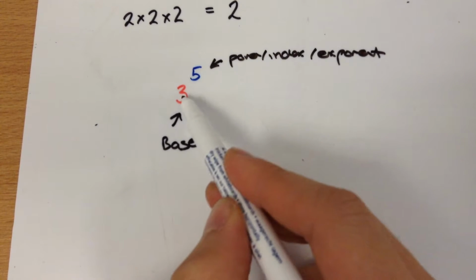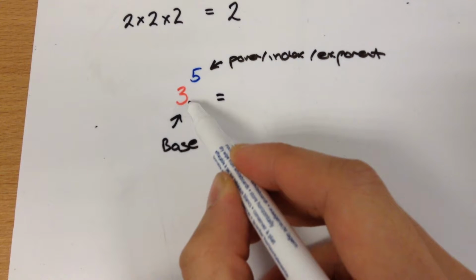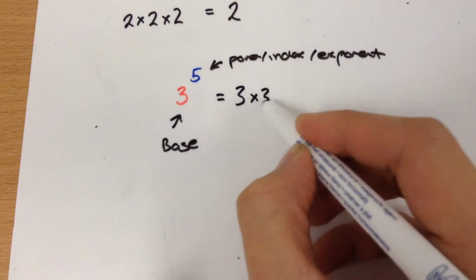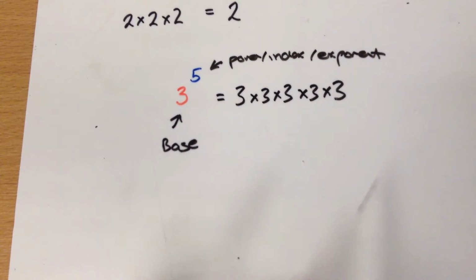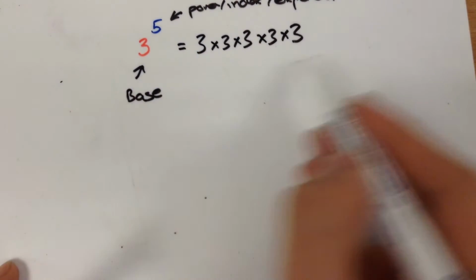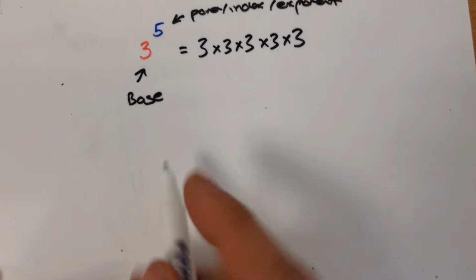This is read as 3 to the power of 5, and what this means is you take the base 3, multiply by itself 5 times. So you take 3, multiply by itself 5 times, 3 times 3 times 3 times 3 times 3. So this is the definition of your indices, exponential, and powers. Again, they are the same thing, just different names given by different people.